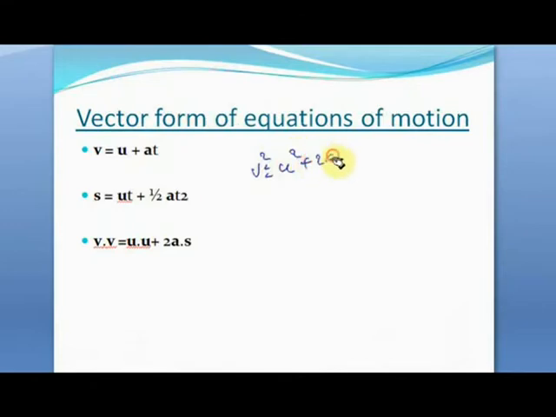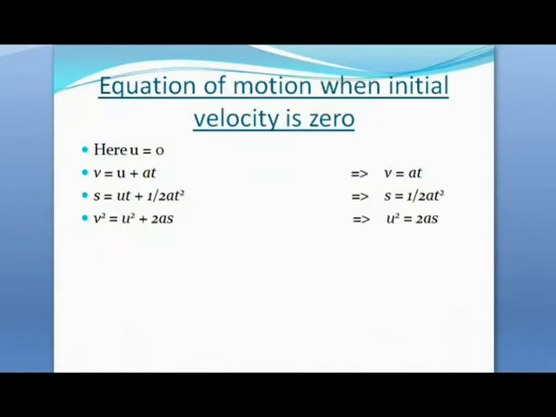Similarly, we had the equation v square = u square + 2as. We can think of it as the dot product of v into v, which will be equal to u dot u plus 2 into a dot s. So here all the three terms are scalar. In this way we can visualize the equations that we have derived earlier in their vector form.